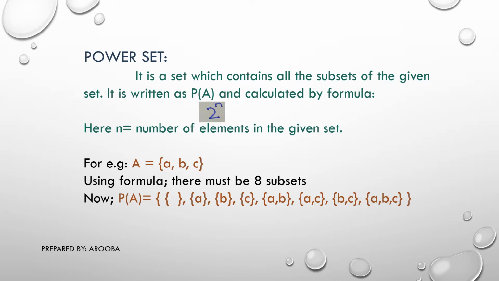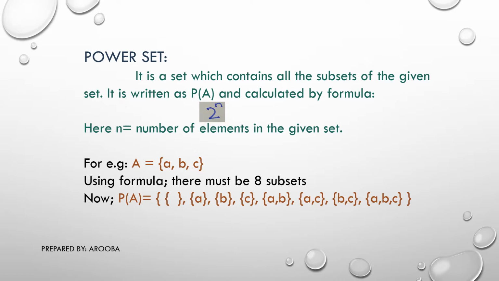और उसको निकालने के लिए एक फॉर्मूला बताया है. क्या है वो फॉर्मूला? दैट इज 2 विद द पावर ऑफ n. n क्या है? n is a number of elements in the given set. कितने एलिमेंट्स उस सेट में गिवन है, whether 2, 3, 4, how many elements? So 2 with the power of n.